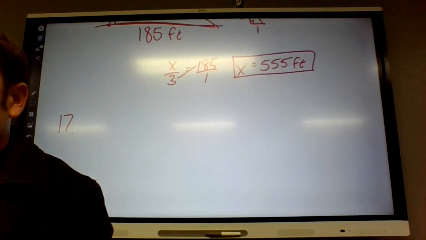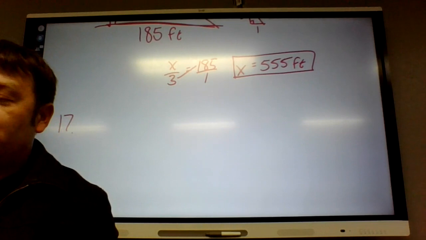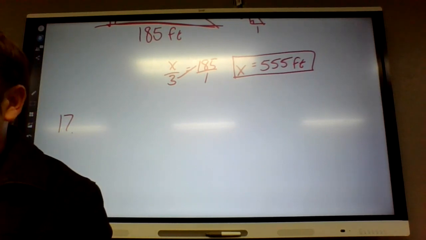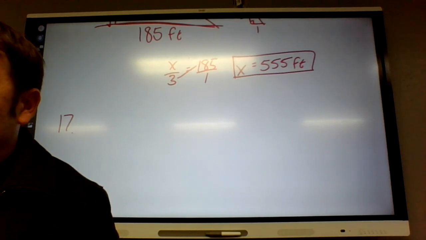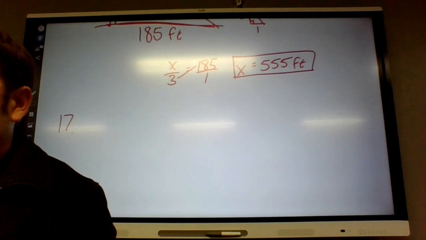Number 17, we're supposed to write a similarity statement for all 3 triangles. Okay, so if we look at the little triangle on the right, okay, here's what I said in the other class.